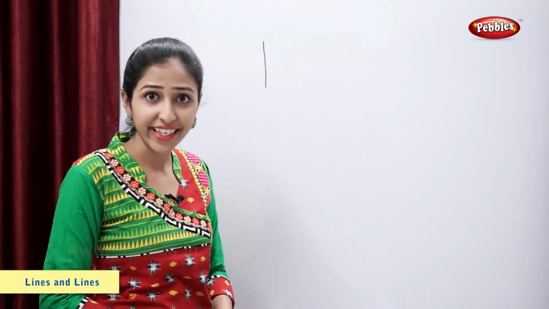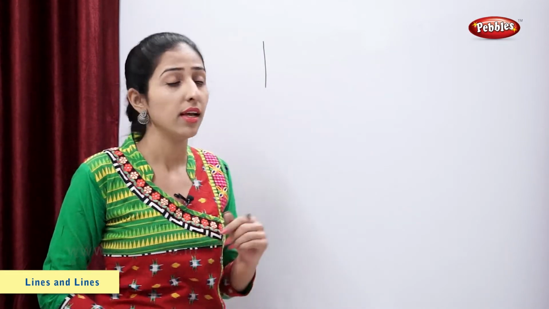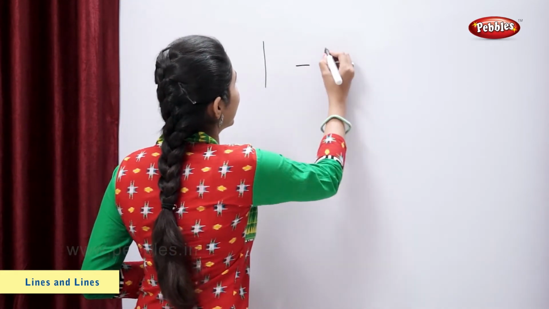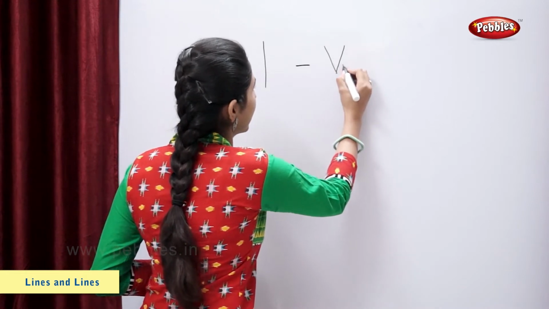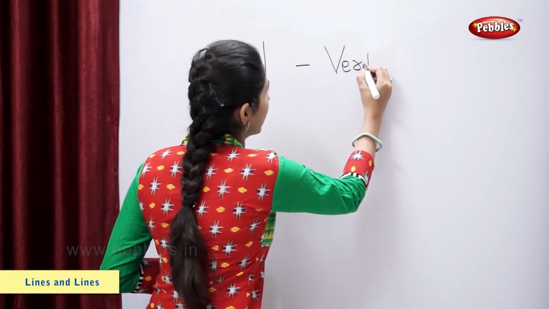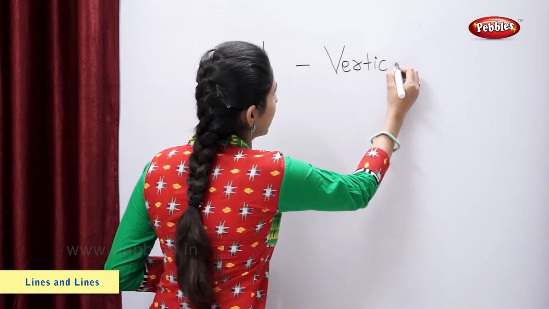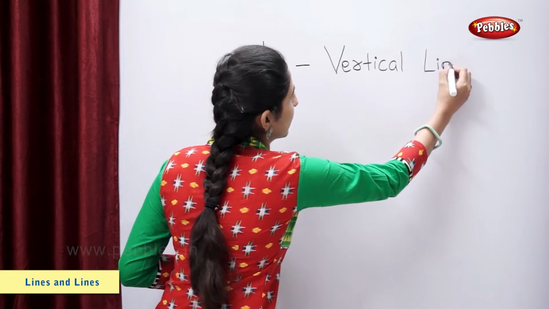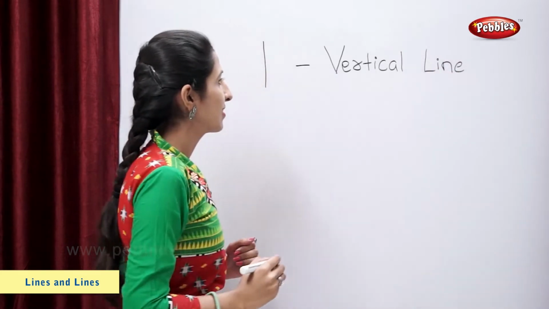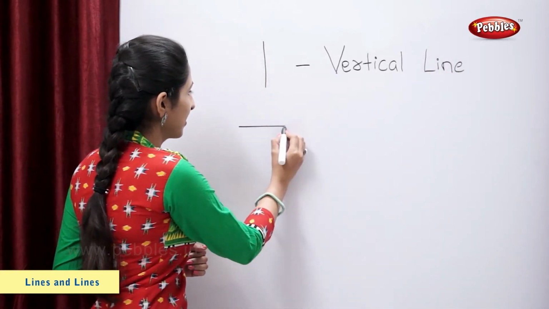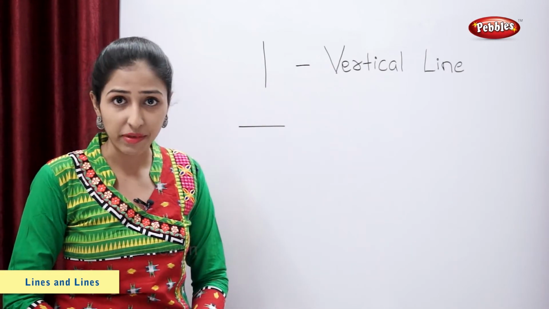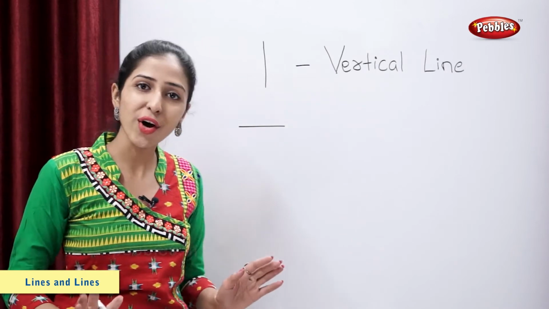This is a standing line. Remember students, a standing line is also called vertical line. This is a sleeping line. Sleeping line is also called horizontal line.